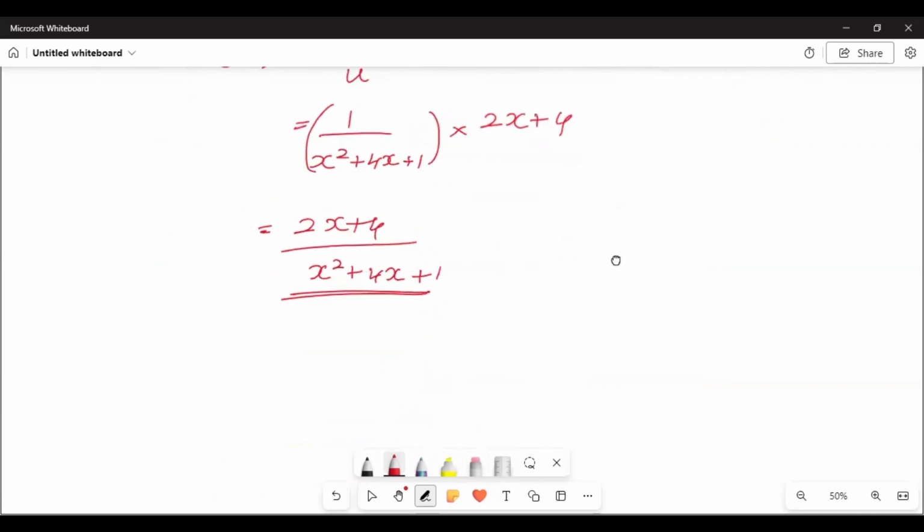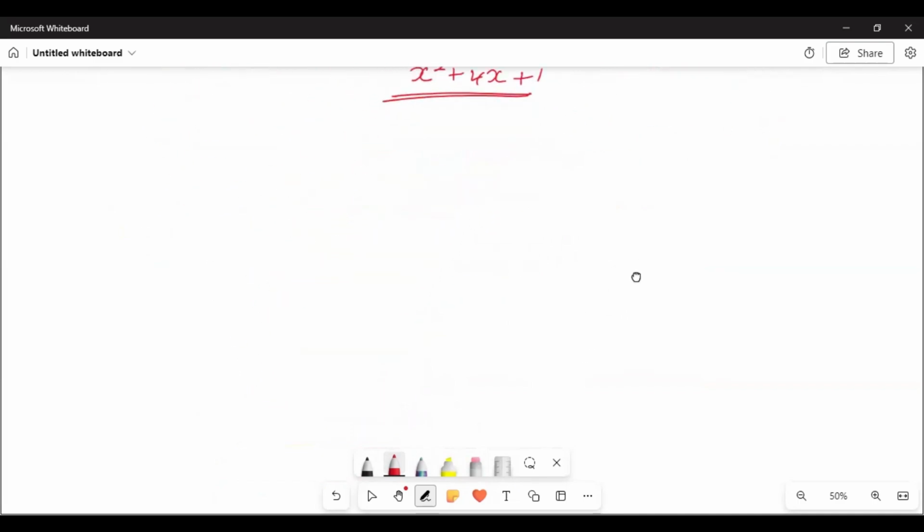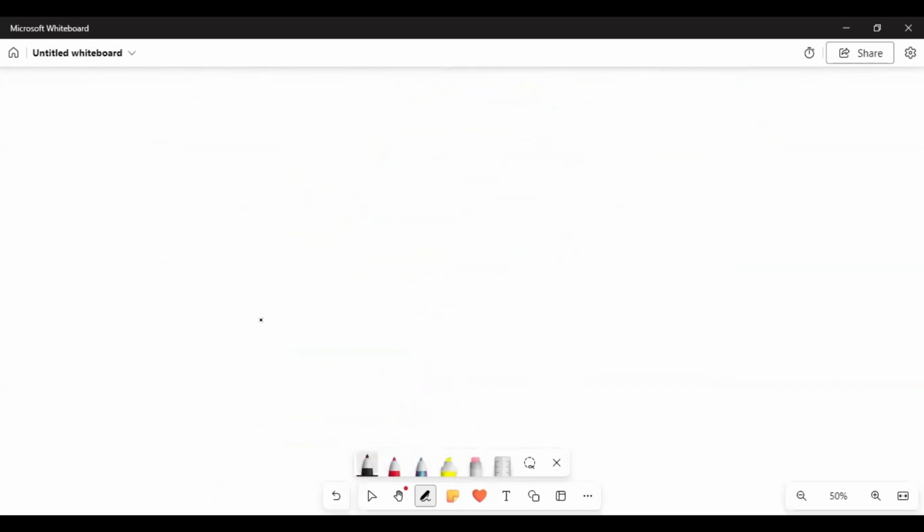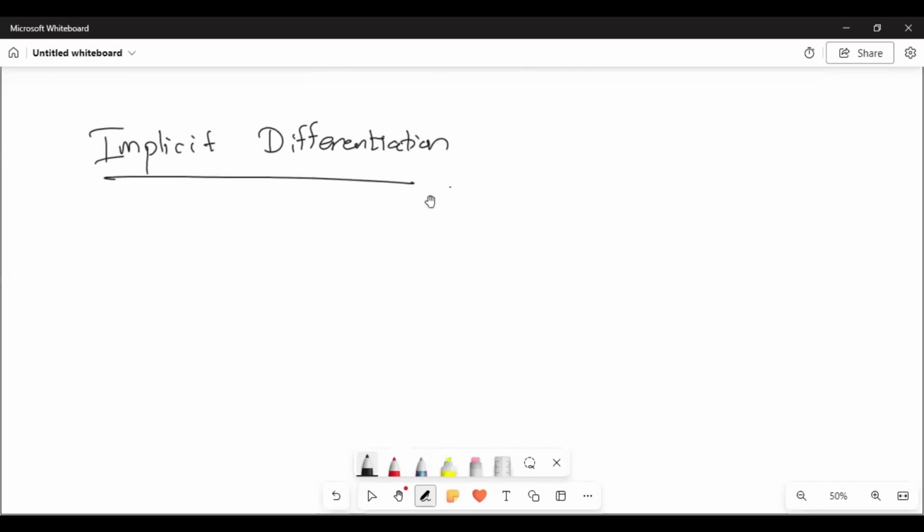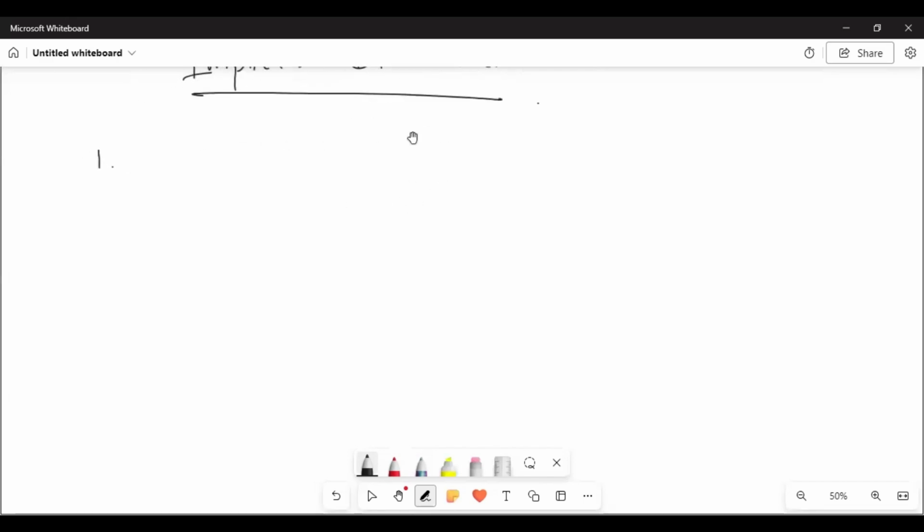Okay, so now we have come to the last question set. It's going to be implicit differentiation. Question number 1.